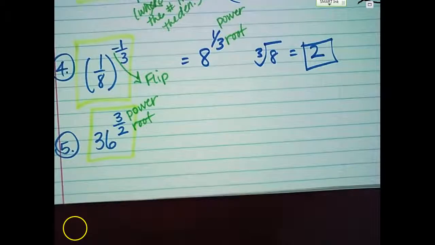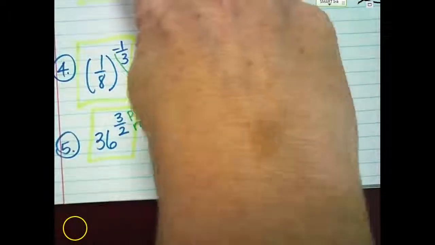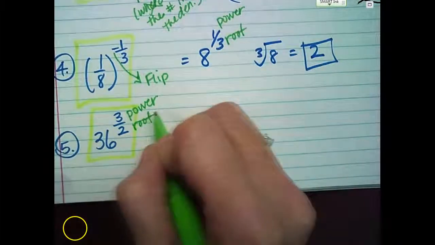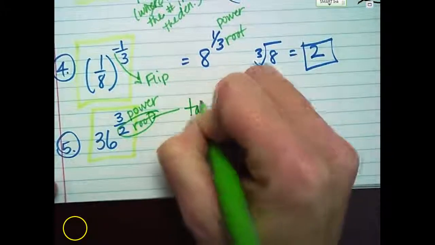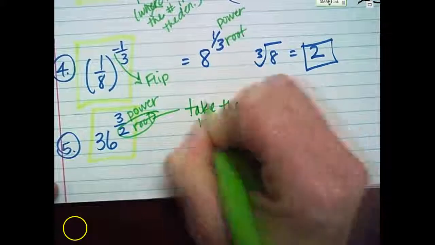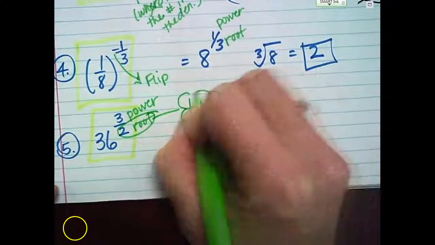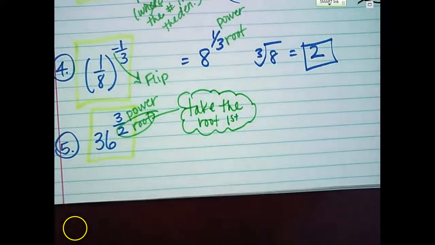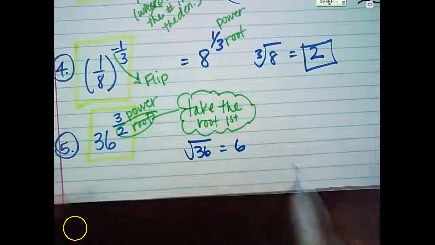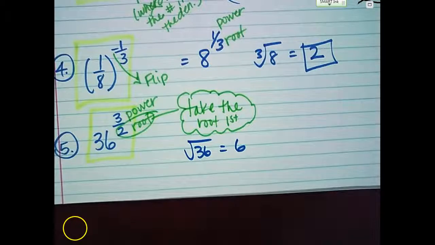And it's a lot easier. If you have one where it's not easy, just like we did before, where we took the cube root, the square root, the cube root, here take the square root first. Write yourself a big note: take the root first. So I'm asking for the square root of 36. What is the square root of 36? 6.